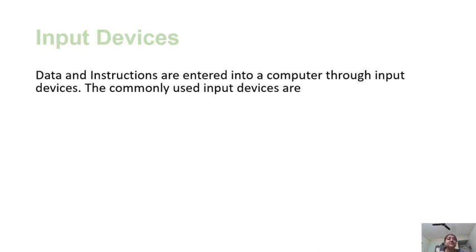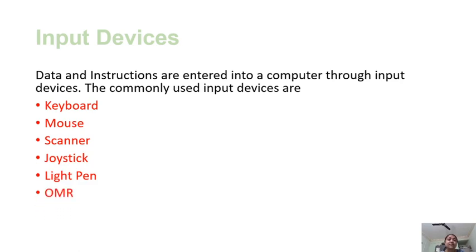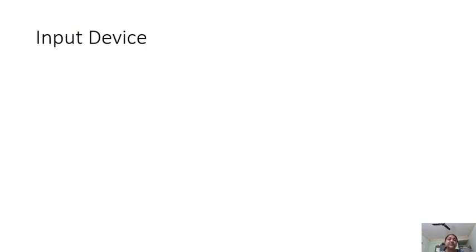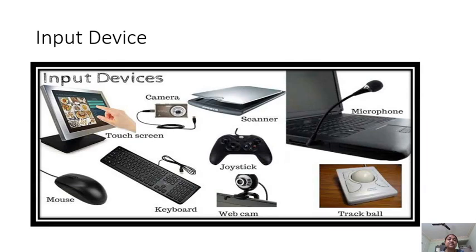Input devices. Data and instructions are entered into a computer through input devices. The commonly used input devices are keyboard, mouse, scanner, joystick, light pen, OMR, web camera. This picture shows input devices like touchscreen, camera, scanner, microphone, trackball, webcam, keyboard, mouse, through which we input the data, and the data is processed through the CPU and we get the output.